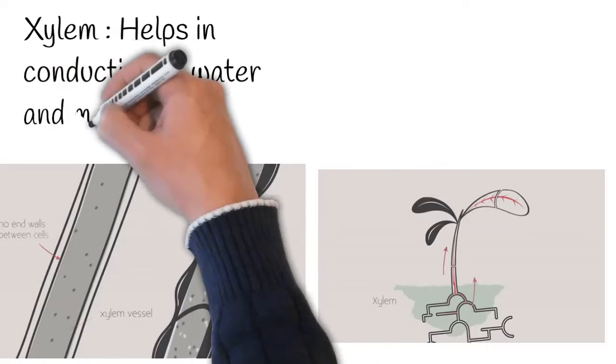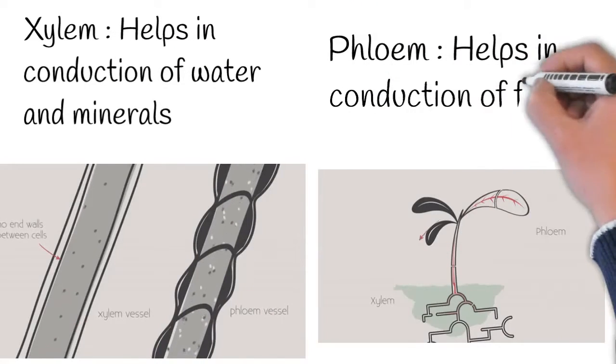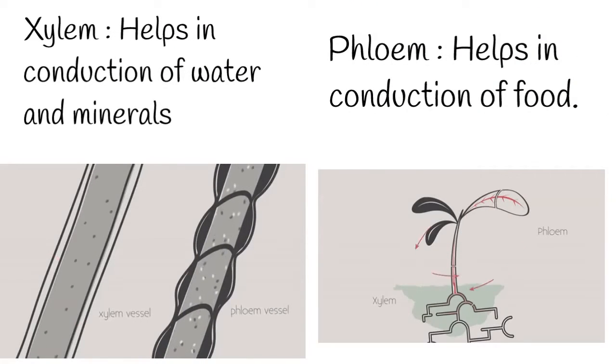There are two types of conducting tissues, as you have already studied in standard 9th: xylem and phloem. Xylem helps in conduction of transport of water and minerals from roots to leaves and stem. Phloem helps in conduction of transport of food.